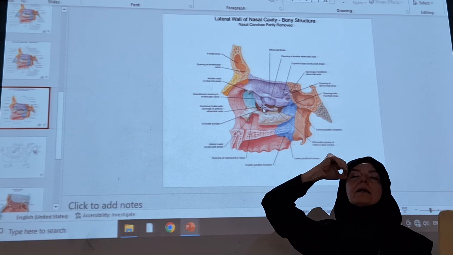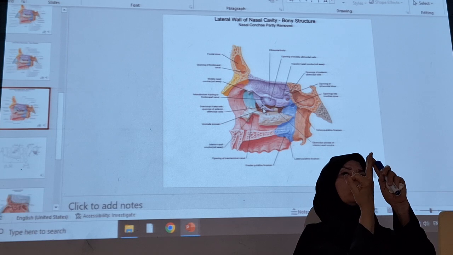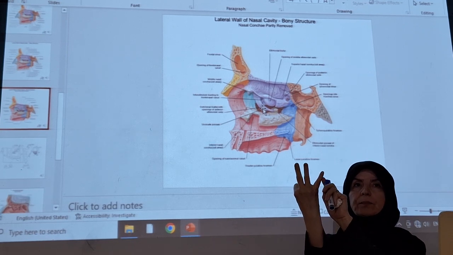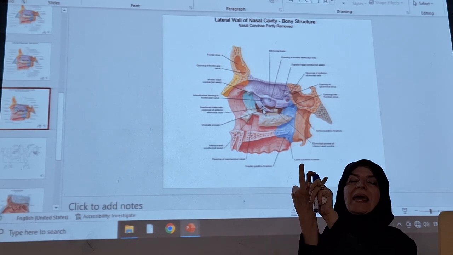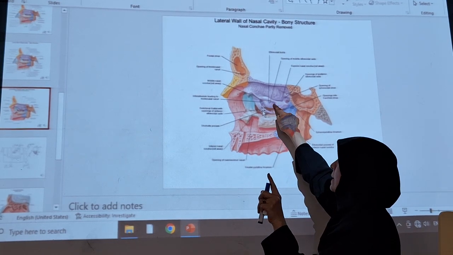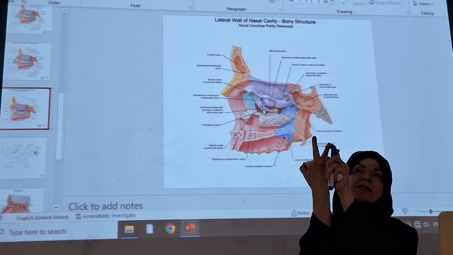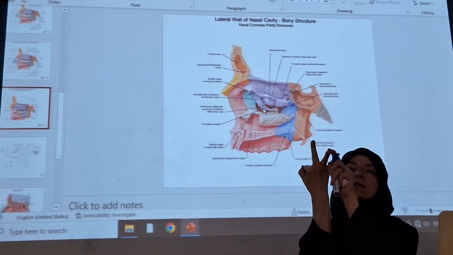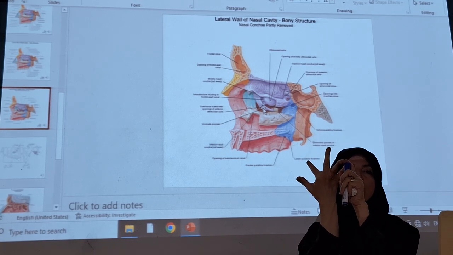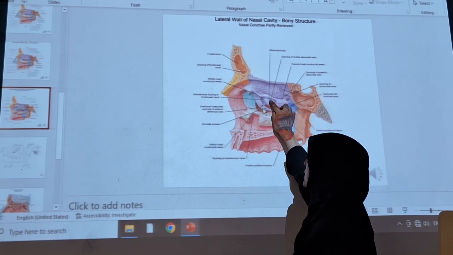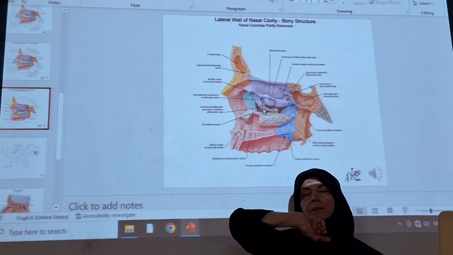Again, the ethmoidal cells consist of three groups: anterior, middle, posterior. This middle ethmoidal cell makes a bulge in the middle meatus. This middle ethmoidal cell is a sinus that produces a product for you, and they are going to open to which meatus? At the tip of this bulla that we call the bulla ethmoidalis.